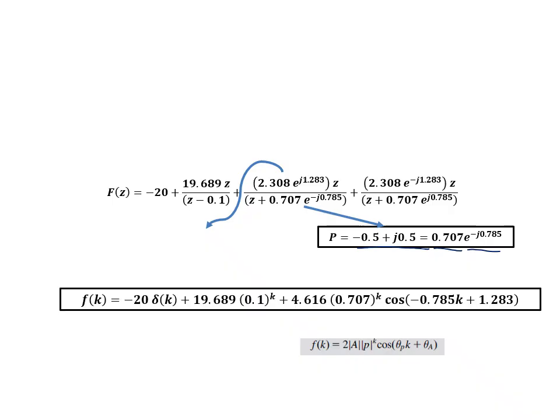The first term is negative 20 times delta of k, and the second term equals 19.689 times 0.1 power k, and for the third term we will have 2 times the magnitude of a times the magnitude of the pole power k times the cosine of theta of the pole times k plus theta of the coefficient a, or the partial fraction coefficient a.